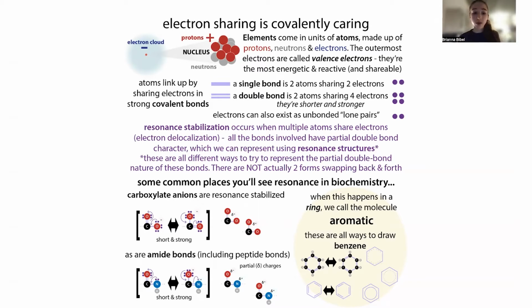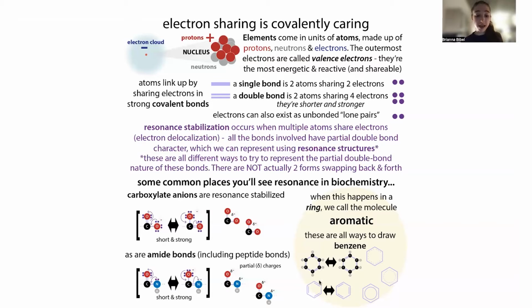And this can happen when you have more than enough for a single bond, but not quite enough for a double bond. So when you share a pair of electrons, you have a single bond, and two pairs, you have a double bond. But what happens if you don't have enough for a double bond? If all of these are in an orientation that allows it, then they can kind of share their extras, so that they have partial double bonded character throughout multiple atoms. And when this happens in a ring, then we call something aromatic.